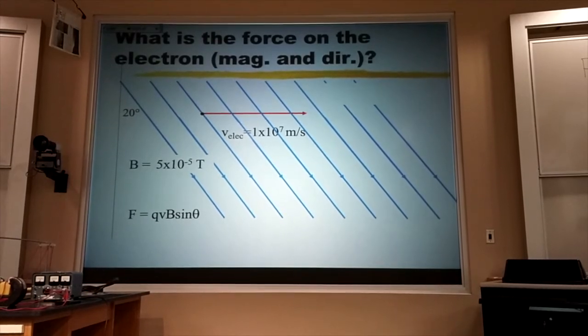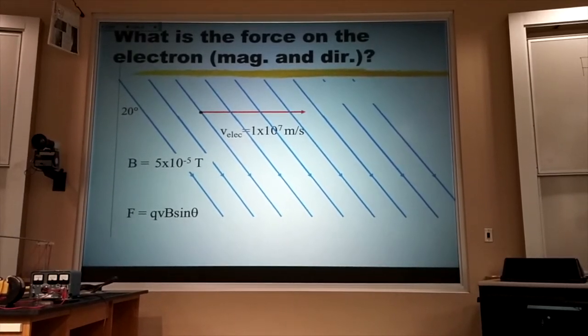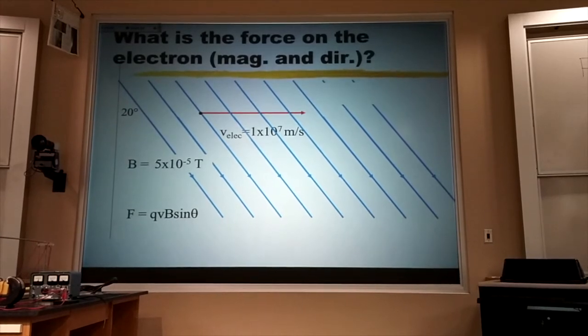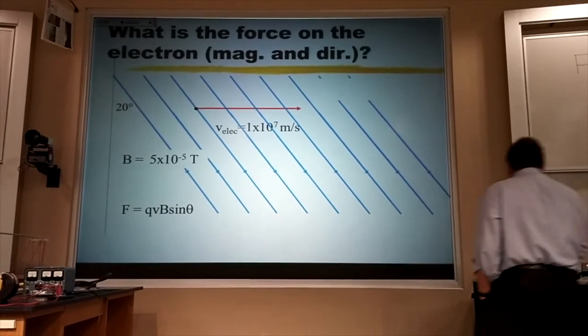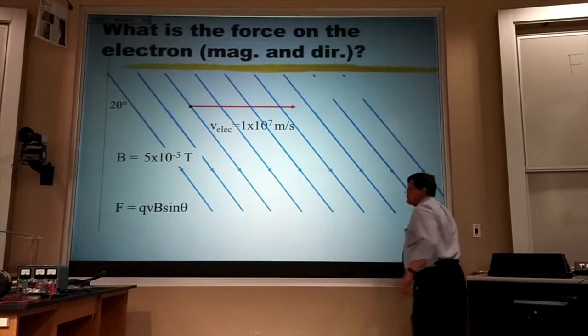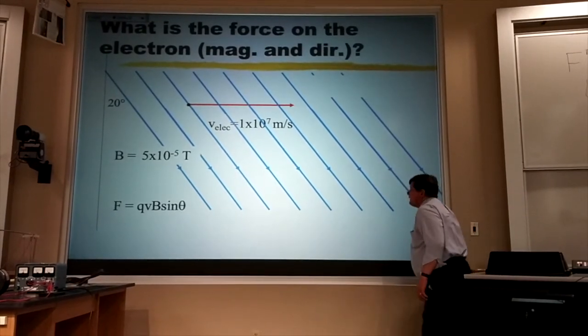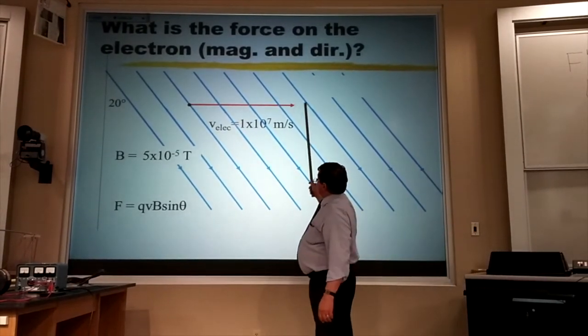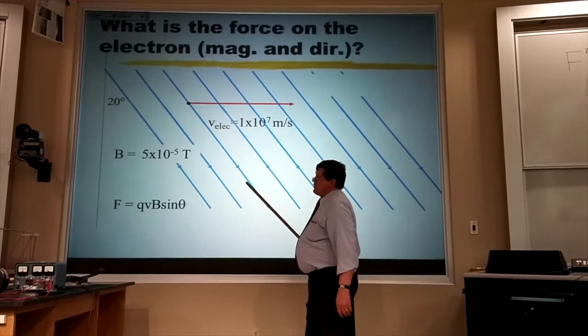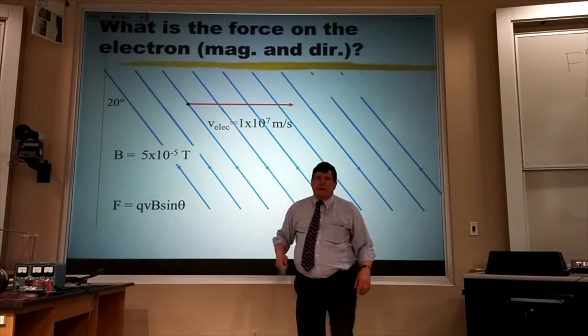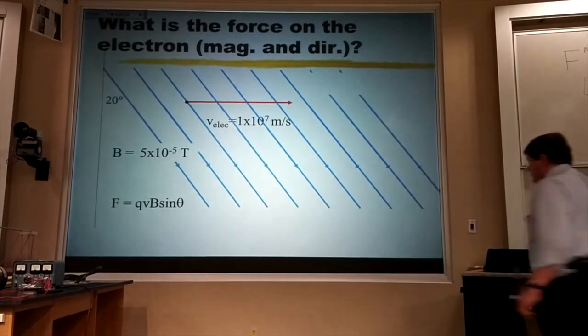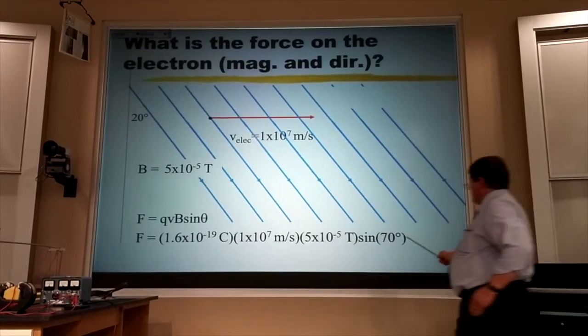And it's not 20. 90 minus 20, it would be 70, okay? It's always going to be the angle between the two important vectors, the velocity vector and the magnetic field vector, okay? And so I would put 70 degrees in here.